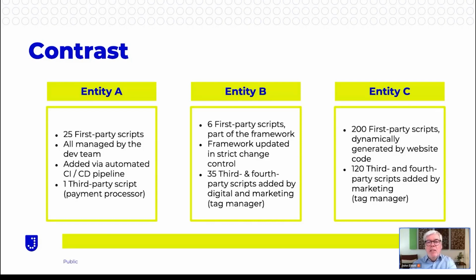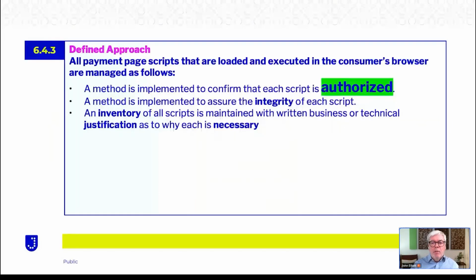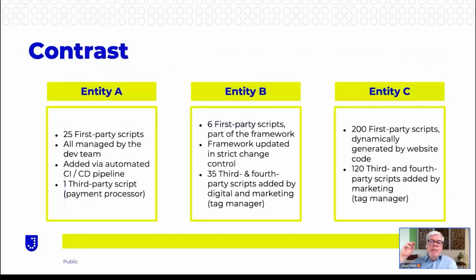Whereas Entity B is using maybe Node.js or something in a framework, they're really good at change control in the framework, but they have 35 third and fourth party scripts that marketing and digital are adding via a tag manager. And then Entity C has like 200 first party scripts. They're all dynamically generated by website code, and maybe hundreds of third and fourth party scripts. And Entity C is not uncommon for large e-commerce websites now.